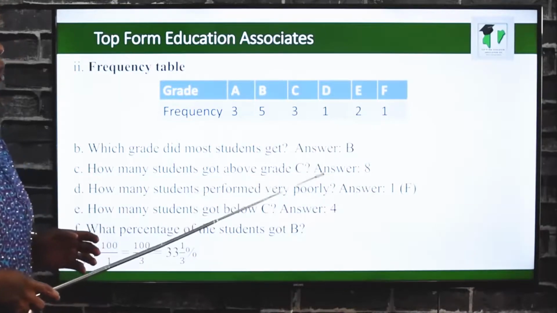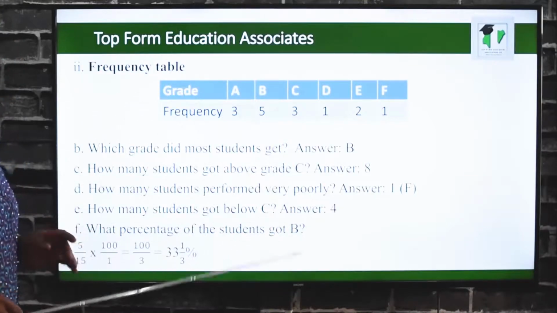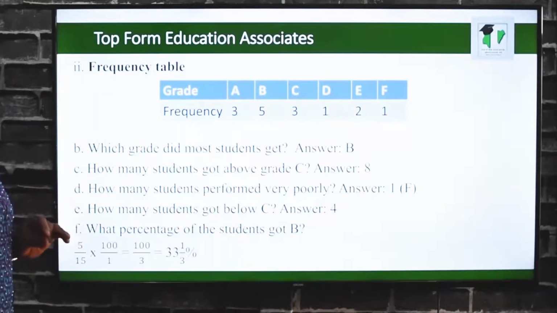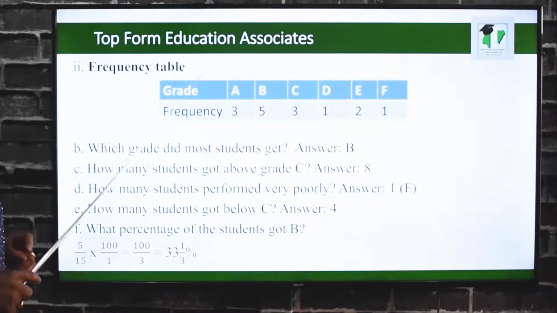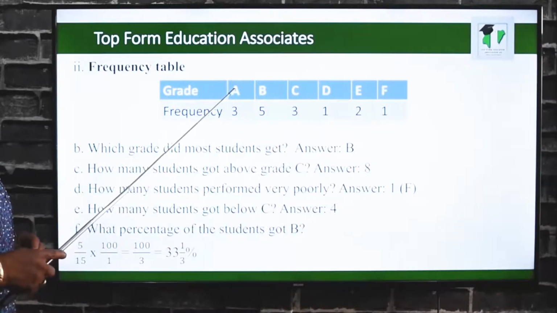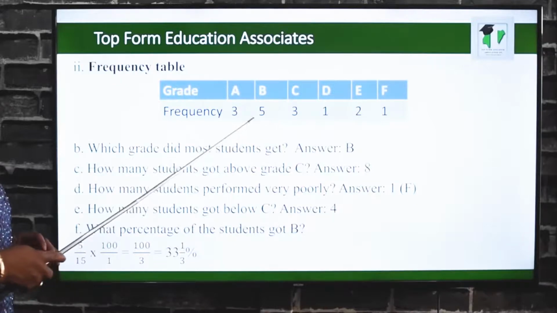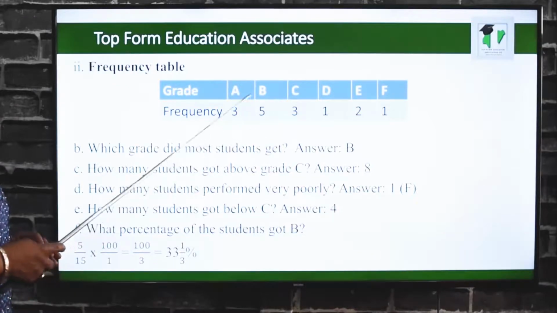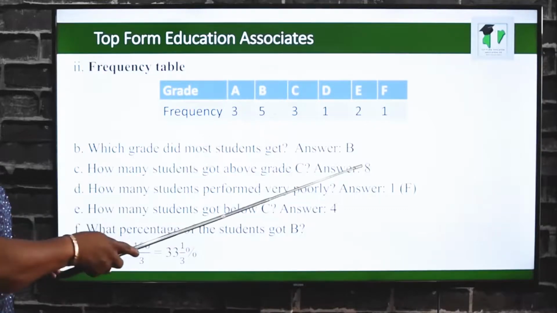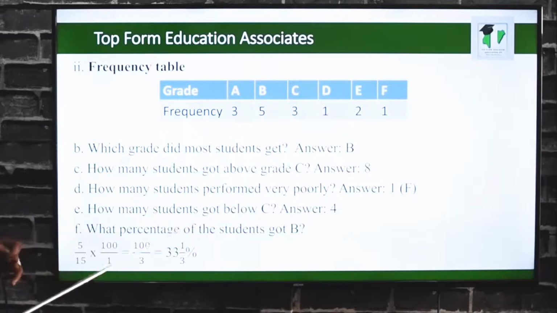How many students got above grade C? Grade C is not inclusive. Above grade C. So how many students? A had 3, B 5. So how many students got above grade C? They are 3 plus 5, 8 students.